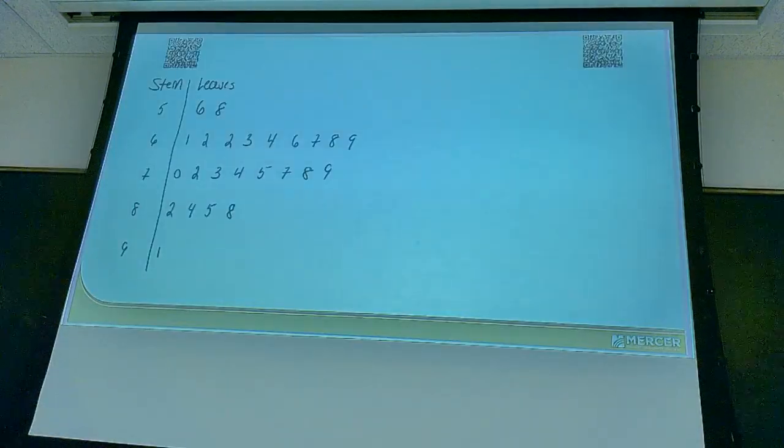Which is why generally you have to include, if you're given just a stem and leaf plot, or you're showing just a stem and leaf plot in a presentation, what the stem and leaf plot is representing. In this case, test scores.